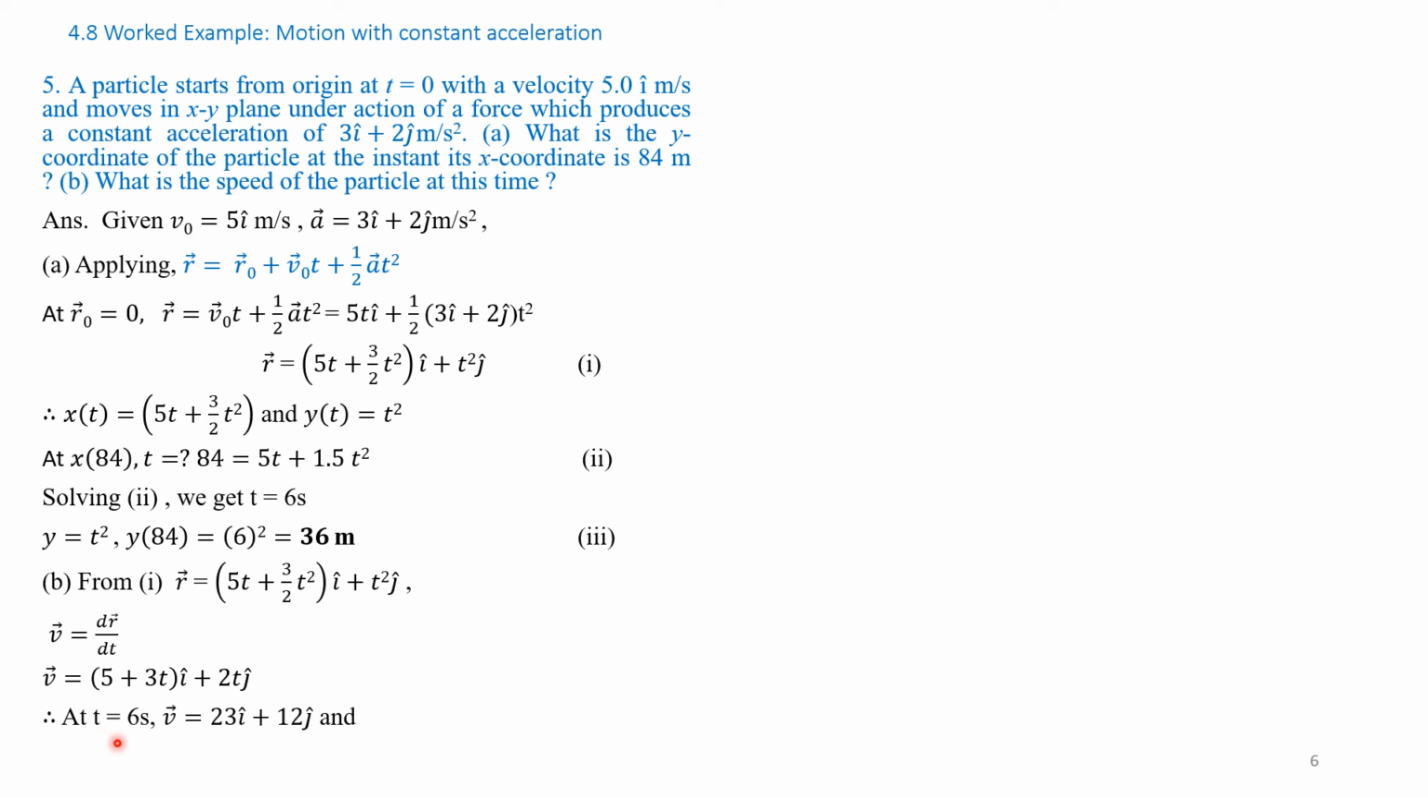Therefore, at t equal to 6 seconds, put the value of t as 6 seconds in equation number 4. We get v is equal to 5 plus 18, that is 23 i plus 12 j. Therefore, the speed is given by the modulus of v, which is the square root of x square plus y square, that is the square root of 23 square plus 12 square, which is equal to 26 meters per second.